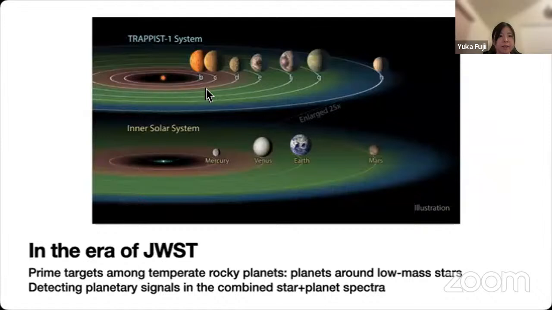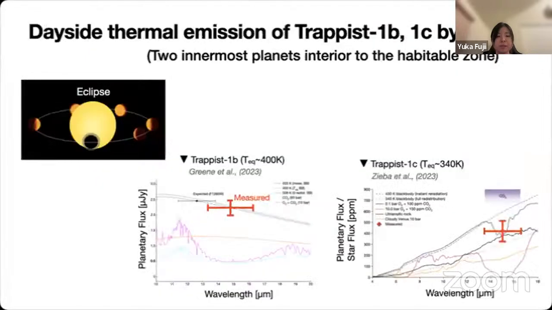And there are 7 rocky planets in the TRAPPIST-1 system. And recently, JWST observations of broadband thermal emission from the 2 innermost planets, TRAPPIST-1b and 1c, have been reported. These 2 planets are likely too warm to be habitable, but still much cooler than the typical targets, showing the power of JWST.